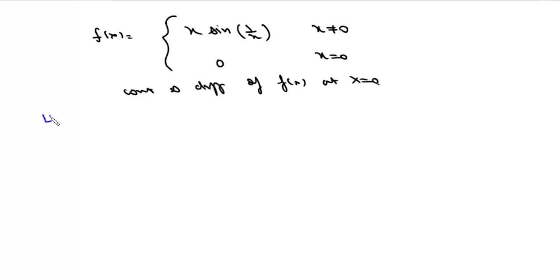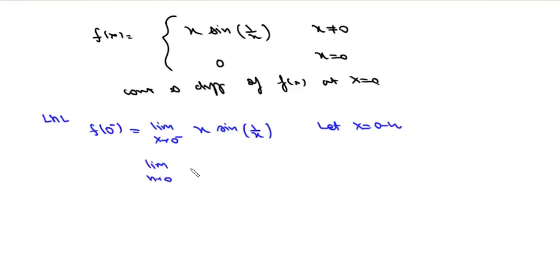Now if we check its left hand limit, it will be f(0-), which is limit x tends to 0 negative x sine 1 by x. And if we take this substitution, let x equals 0 minus h, we'll get this as limit h tends to 0 of h sine 1 upon h. Now from direct substitution, it'll be 0 into sine infinite, which is an oscillating value between minus 1 and plus 1, which gives 0. So in this case, left hand limit is 0.